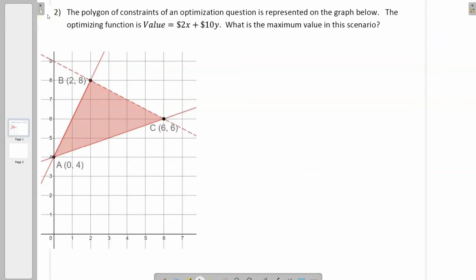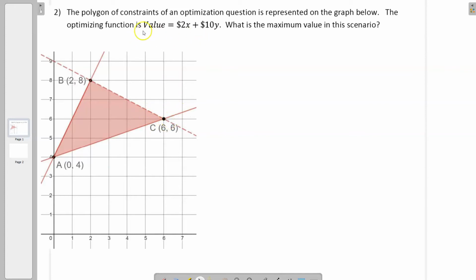For question 2, we've got the polygon of constraints that's shown below, and we've got a series of vertices that go along with that polygon of constraints. The first thing to notice, however, is that we've got a dotted line going across one side of the polygon. So we know from experience that when we've got a dotted line, that means that points on the dotted line are not considered part of the solution set. So we can't use those in calculating the optimum value.